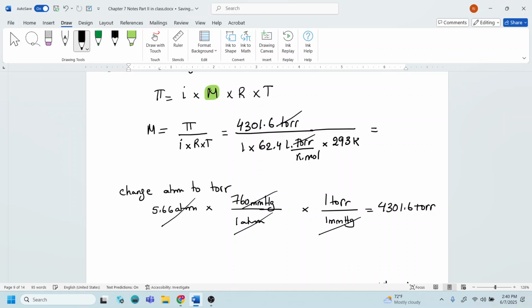Torrs and torrs cancel out, K and K cancel out. We're just going to be left with mole per liter. This is what we're going to be left with, and our answer is going to be 0.235 molar. Again, you're going to get the same answer if you keep the pressure in atmosphere and use the R in atmosphere as well, which is 0.082.